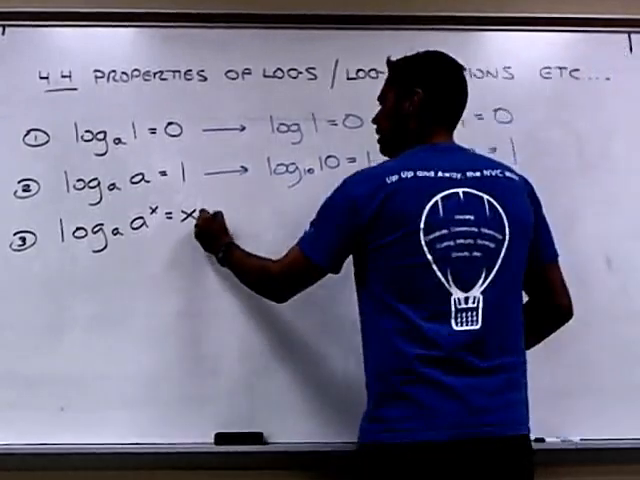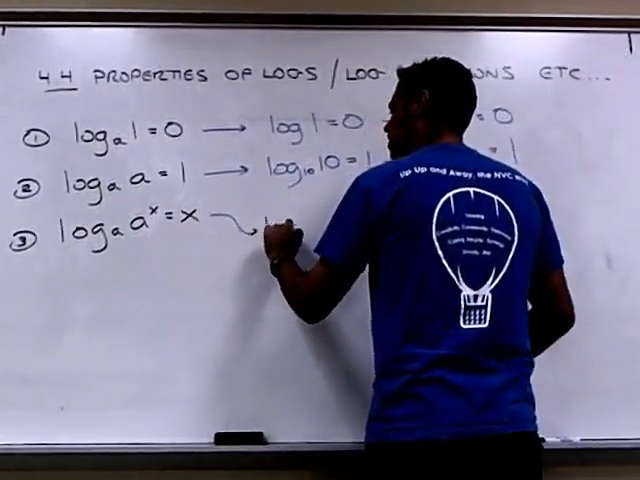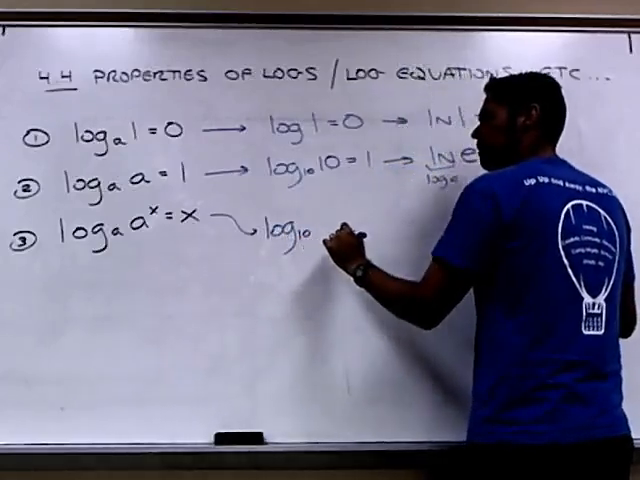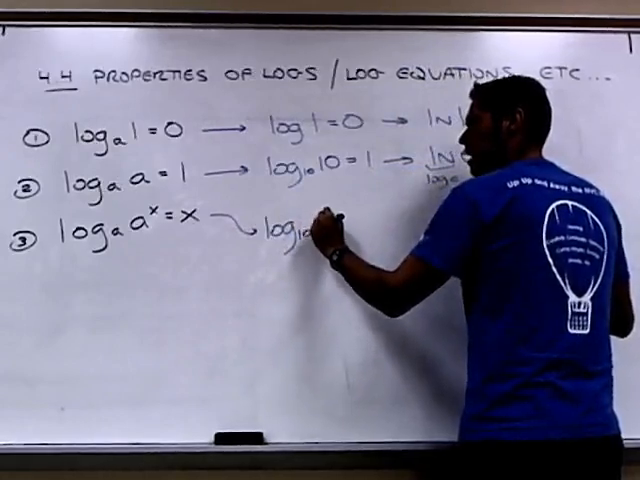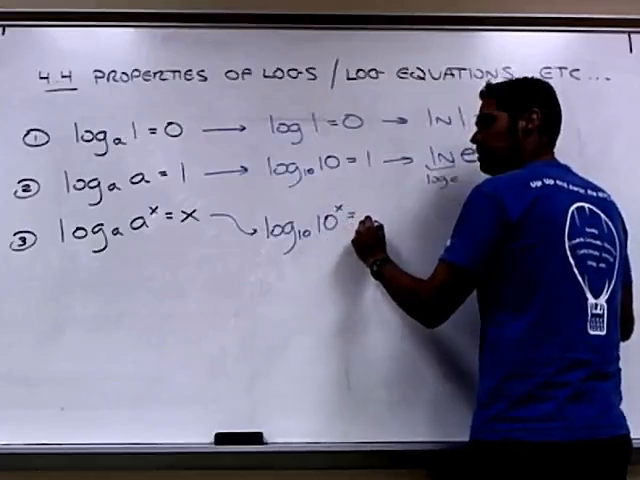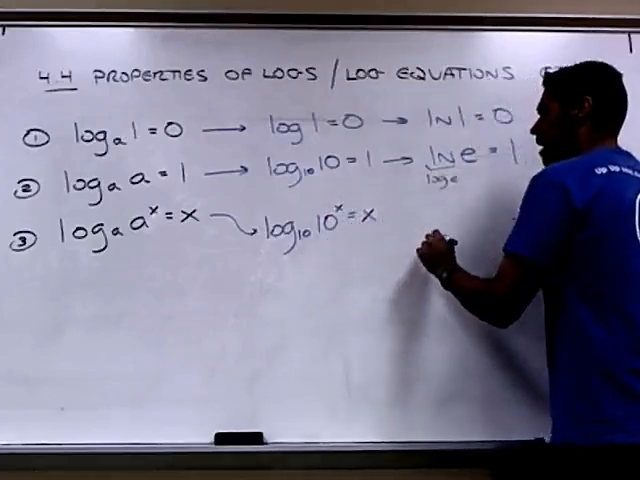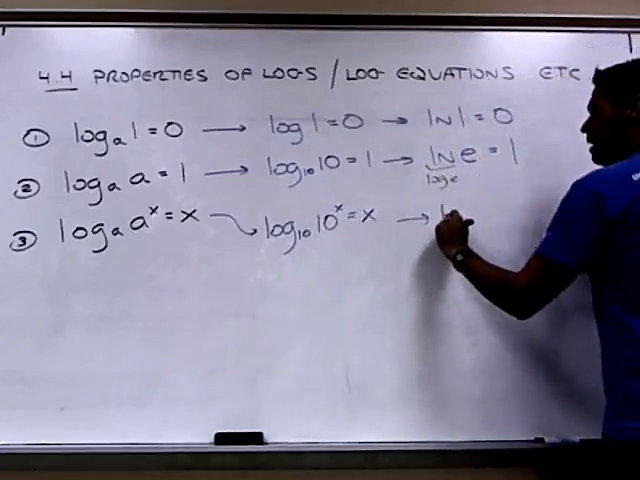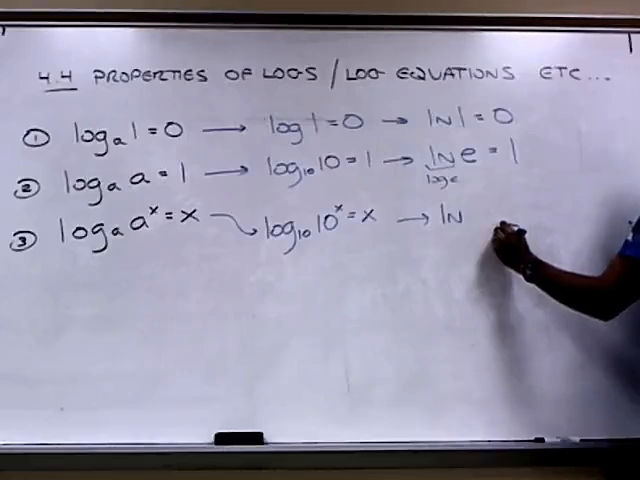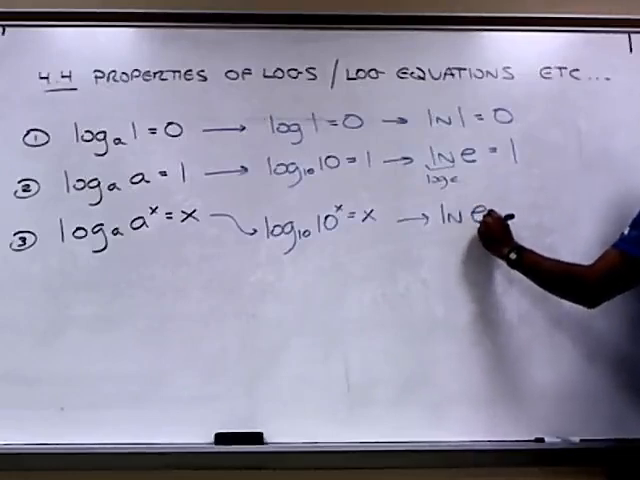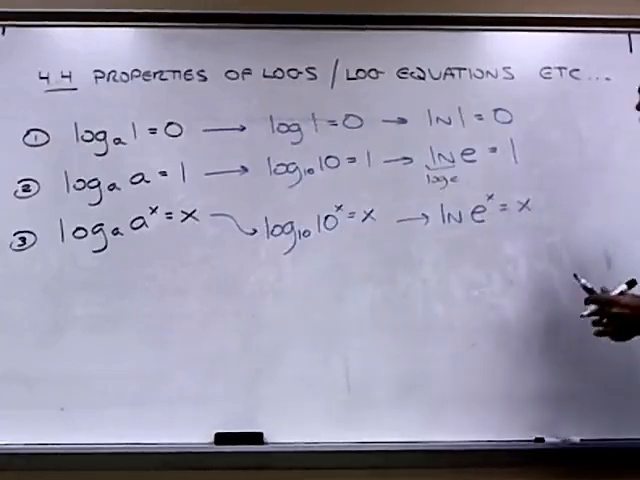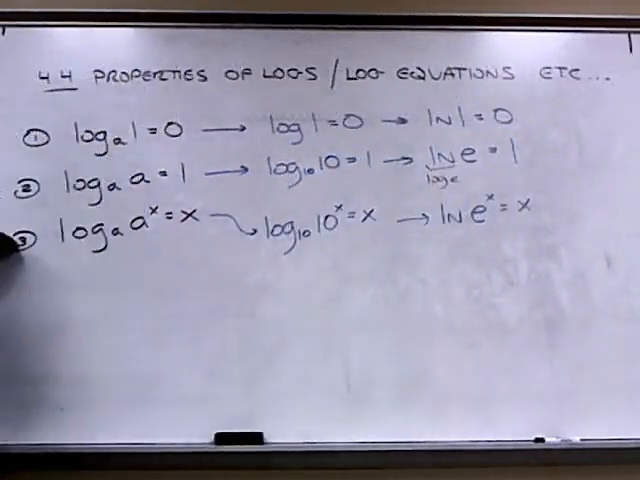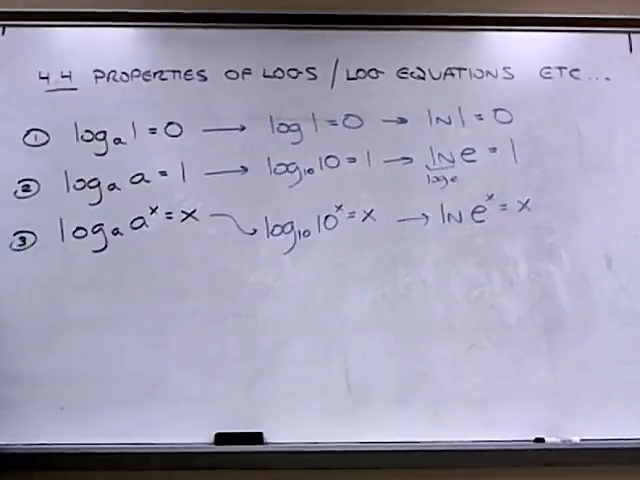What about this one? How would that work? It would be log base 10 of 10 to the x, which would be x, right? How would I say it for this one? Natural log of e to the x would be x. All I'm doing here is showing you these three properties on the two special logs and what they look like.